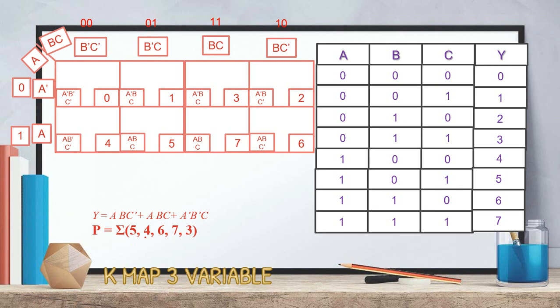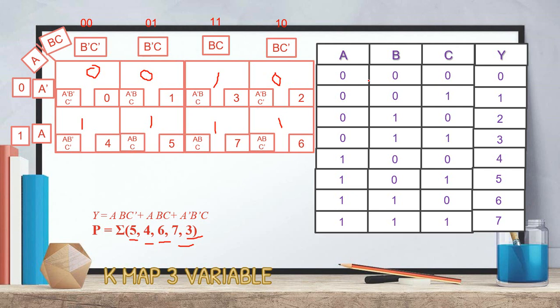So we can easily make that. 5 means this is high. 4 means this one is high. 6 means this one is high. And 7 means this portion is high. 3 means this portion is high. This is how we can make it 1. Wherever it is not there, that portion we simply fill with 0. This is the representation of the 3 variable KMAP.